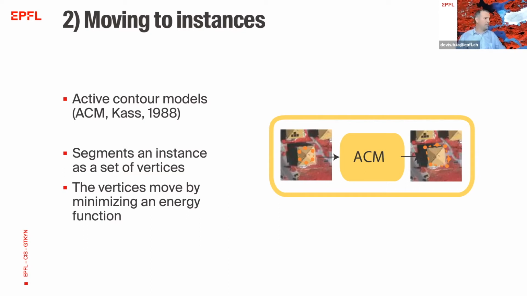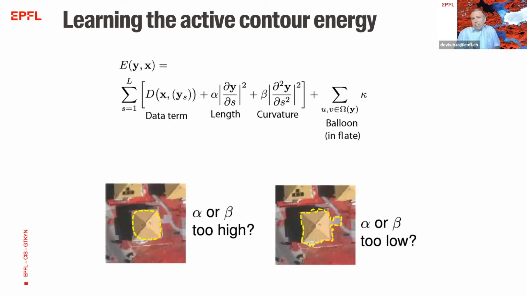These models use energy functions that depend on a number of terms. This one in particular is the one that we used: a data term that is an edge detector. It tells you the vertices should be close to the edges, so minimal energy on the edges. Then it will penalize vector shapes that are very long, to avoid going zigzag. It will avoid very sharp curves, because originally the active contour model was for round shapes. And then it has what we call a balloon that will try to inflate the vector shape as much as possible, to avoid super small objects and make them fill the space.